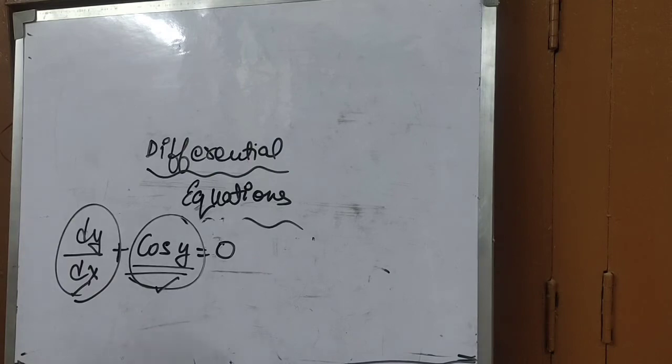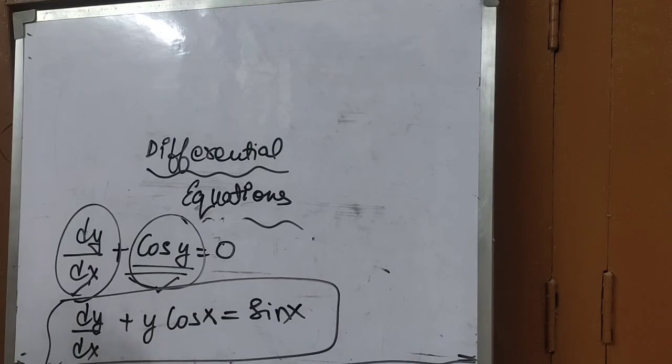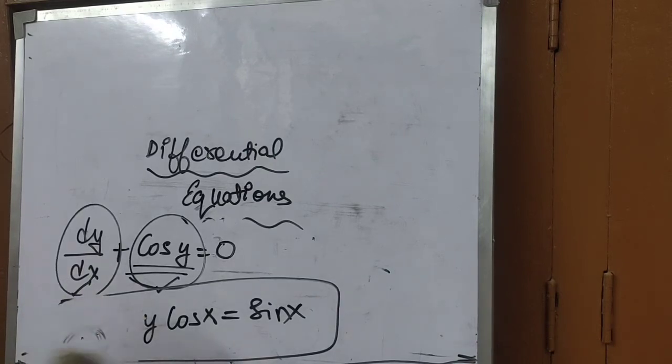Now if I say that my equation is dy by dx plus y into cos of x equal to sin x, this is my linear type of equation. Just see here that you are having y multiplied by cos x. Now you are differentiating with respect to x. So just remember that this type of equation is said to be a linear type of equation, or else I'll show you with another type of equation also, all these types of equations.